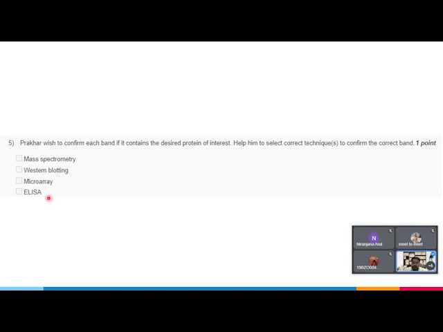microarray, and ELISA. So this is more than one option correct because it's a box type of answer. So more than one option is correct. You can click 1, 2, 3, or 4, depending on whichever you think is the correct one. So depending on what you think is the answer, you can go ahead and put it into the chat box. Which technique can be used by Prakhar in order to identify that the purified protein is his protein of interest?